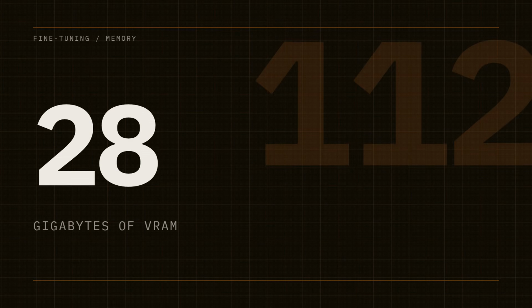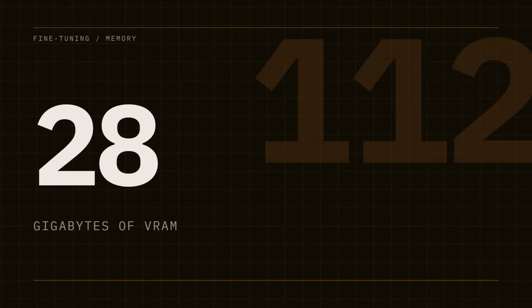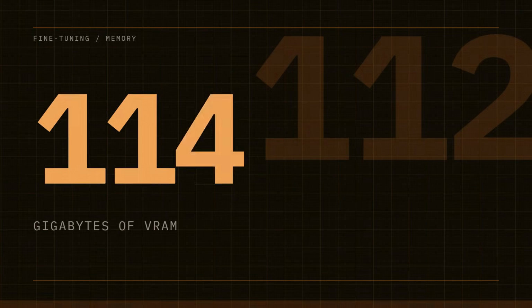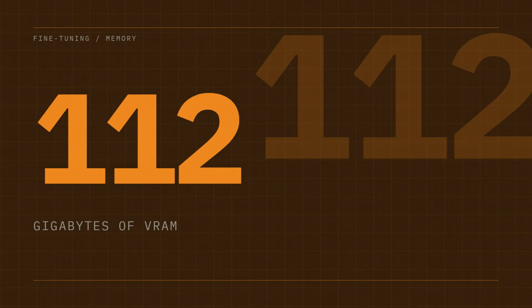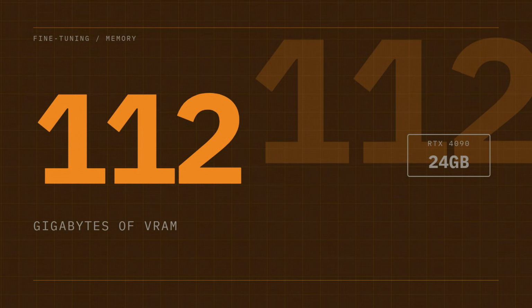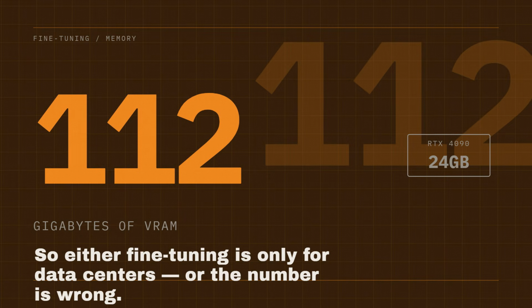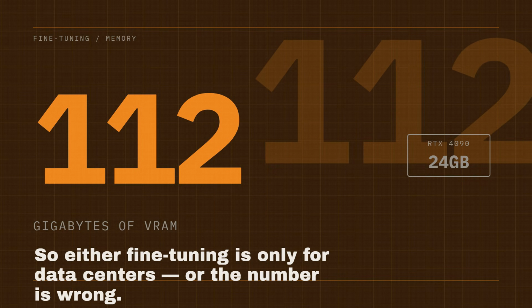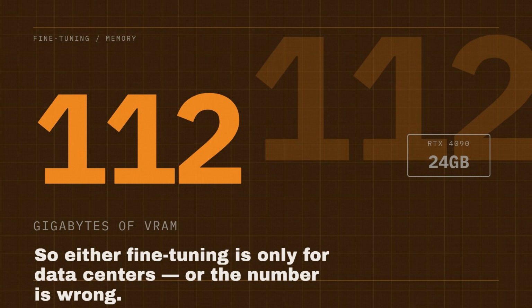Loading a 7 billion parameter model takes 28 gigabytes of VRAM. Fine-tuning that same model takes 112. Your RTX 4090 has 24. So either fine-tuning is only for people with data centers or the number is wrong. It's not wrong, but there's a way around it. And by the end of this video, you'll know exactly how the 112 becomes about 5.